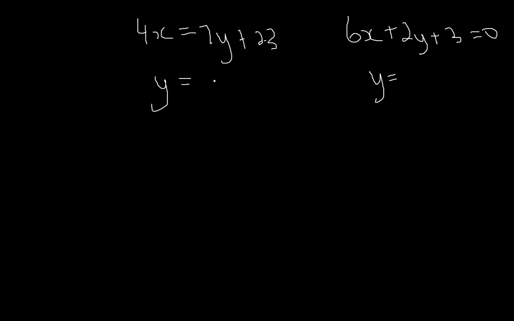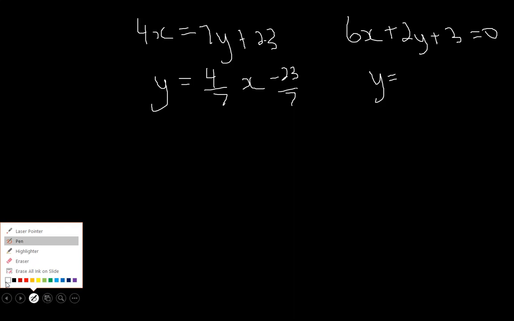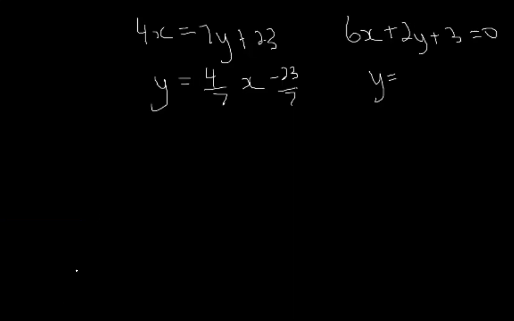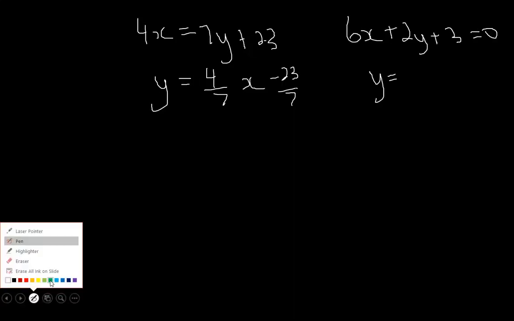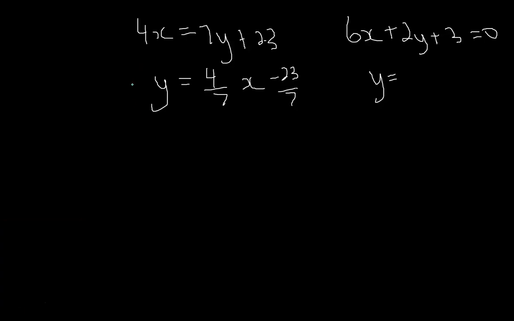I got y is equal to 4 over 7x minus 23 over 7. Good job. And anybody who chose this second one, what did you get for y? Anybody did the second one? It was minus 3x, minus 3 and 2.